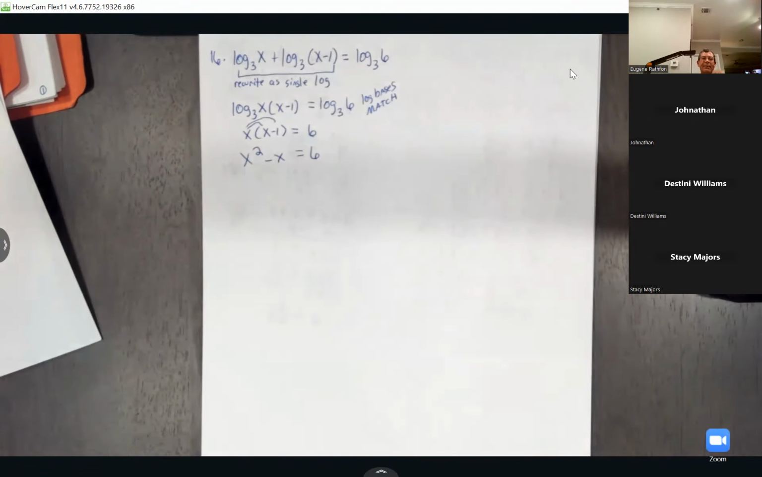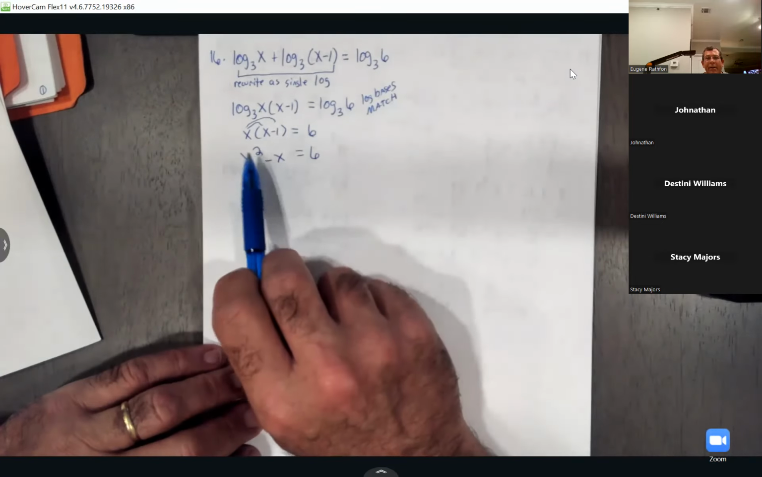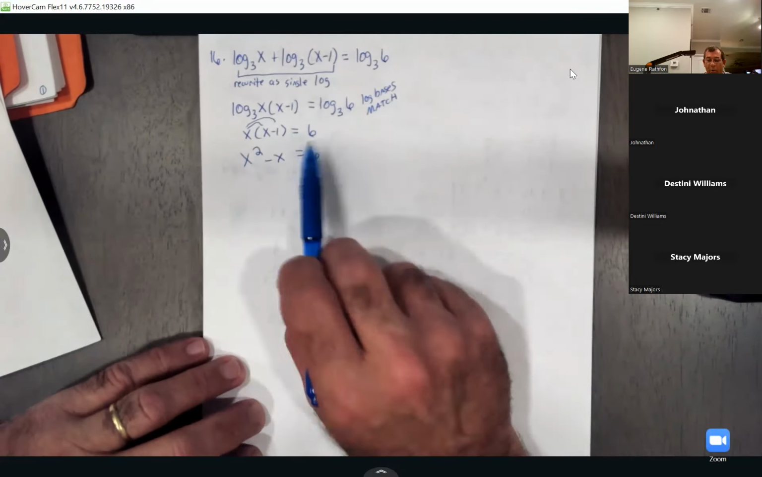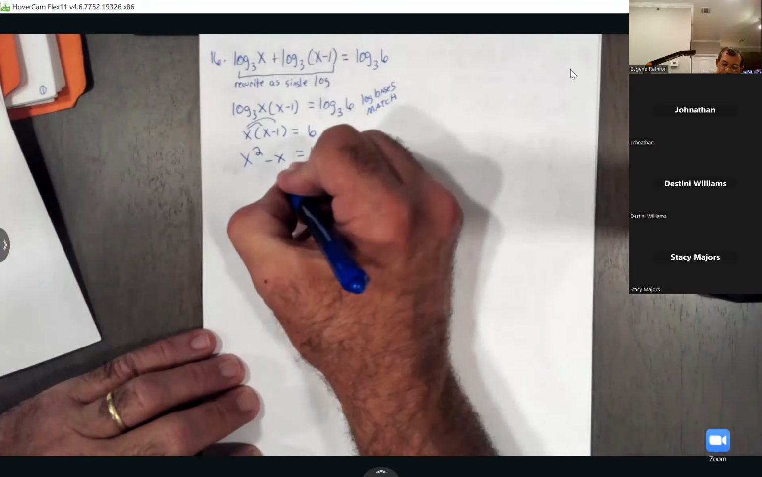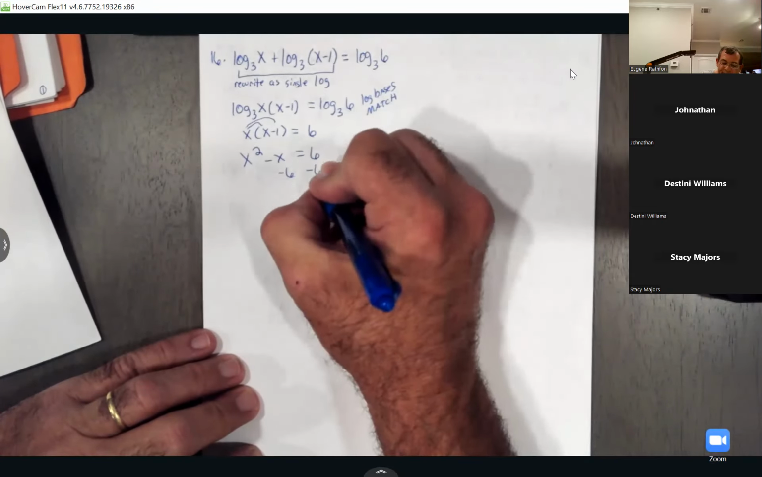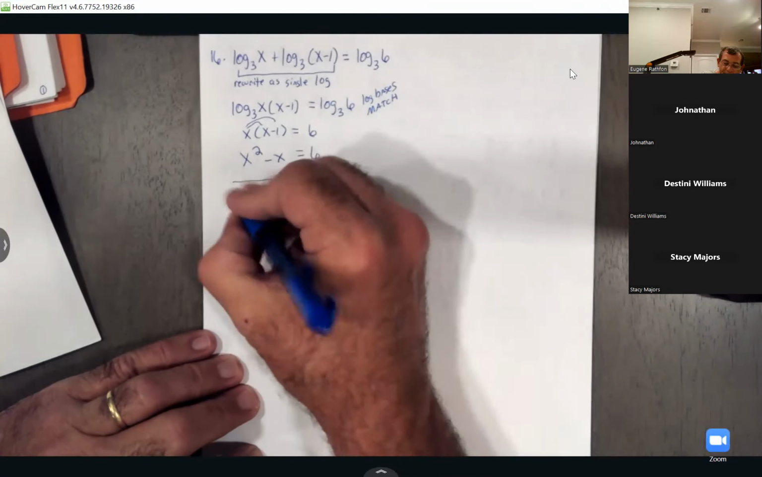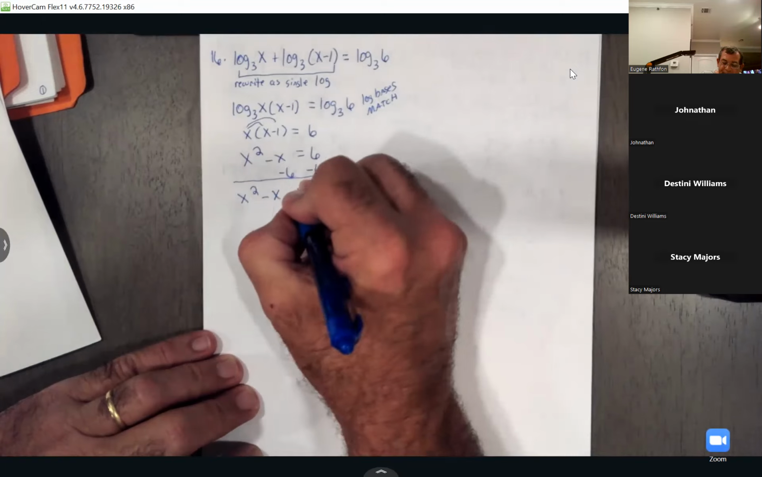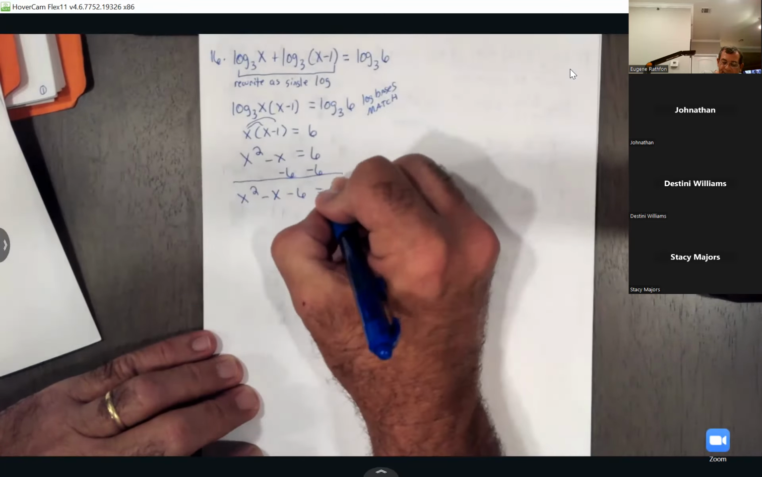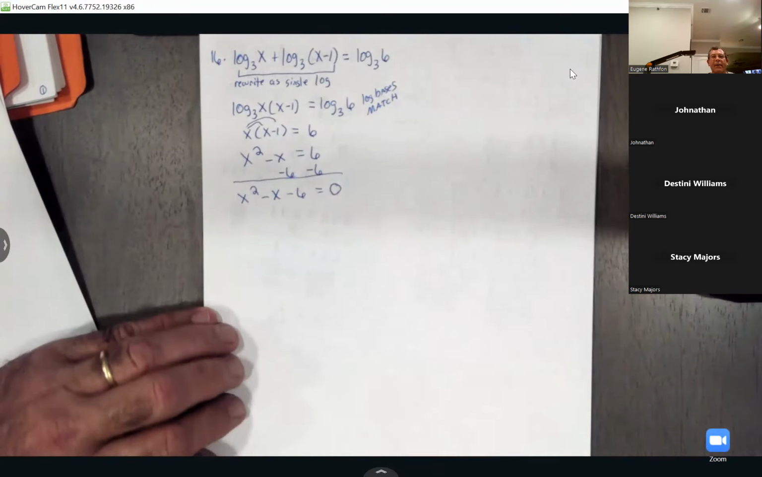All equal to 6. So y'all look here, X squared again, so we want a 0 over here. We're going to subtract 6 from both sides. So y'all get an X squared minus X minus 6 equals 0.